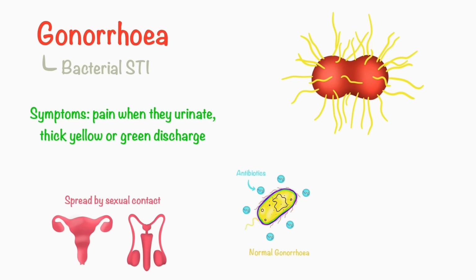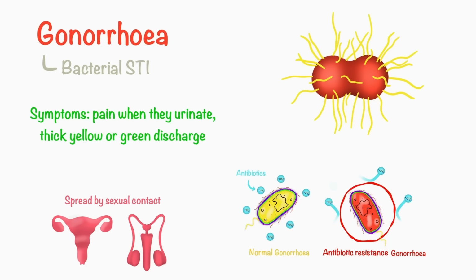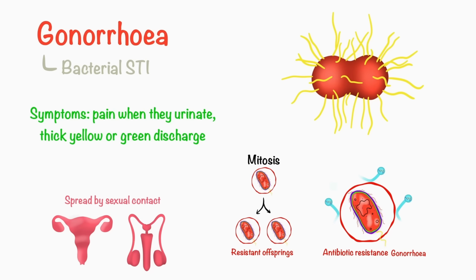Gonorrhea used to be easily treated with penicillin. However, many strains of the bacteria have become resistant to this antibiotic. This antibiotic resistance is a growing concern in treating bacterial infections. It happens when bacteria evolve in response to the drugs used against them.